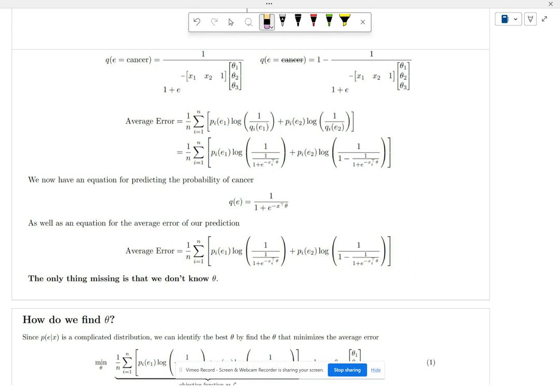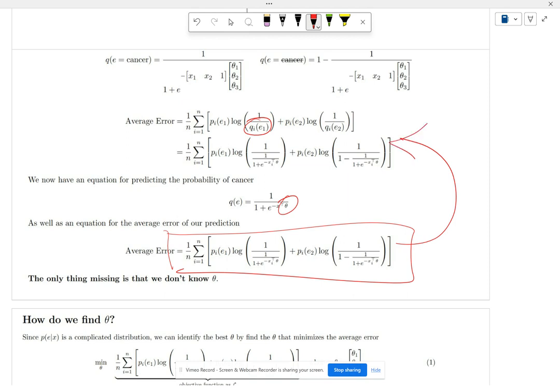So what we know now is we have Q. Q is this. Currently, we don't know theta. But once we find theta, we can just plug X in and it would tell us the probability of cancer events. In practice, after you find theta, this is what you will use to make predictions. But in order for us to find theta in the first place, the objective we're trying to minimize is the average error. So the average error is therefore this entire equation, which we just previously derived.